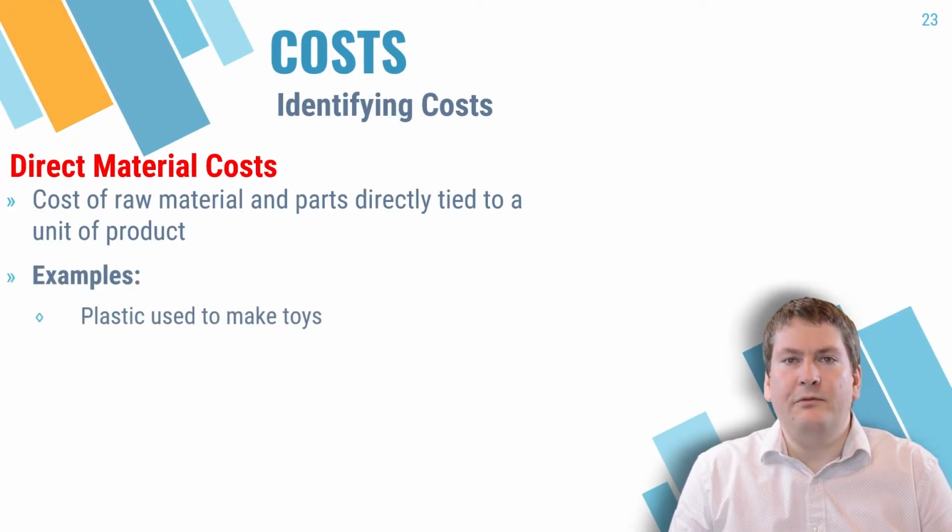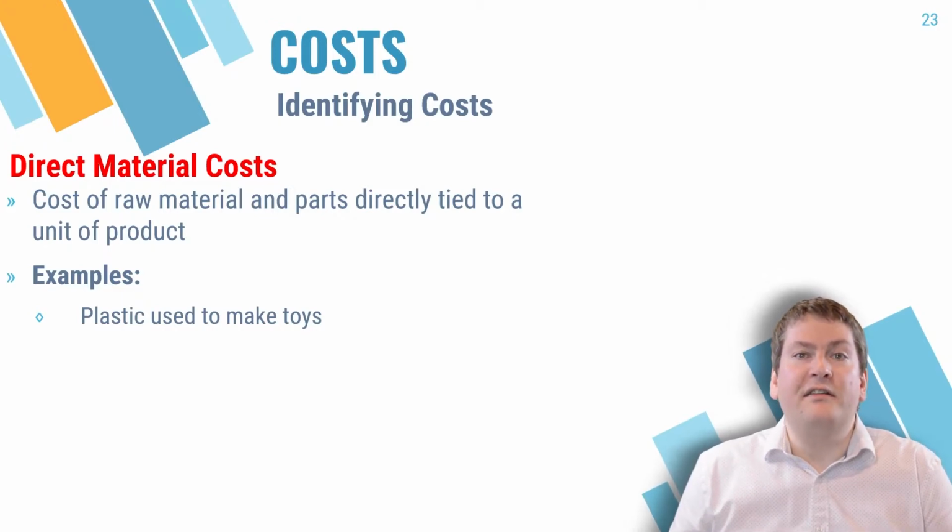For example, if we are a toy manufacturer that creates plastic toy cars, the cost of the raw plastic that goes into each car would be a direct material cost, as we could say that each car we produced costs us a set amount of money, or a set amount of plastic. For example, maybe 10 cents of plastic per car.